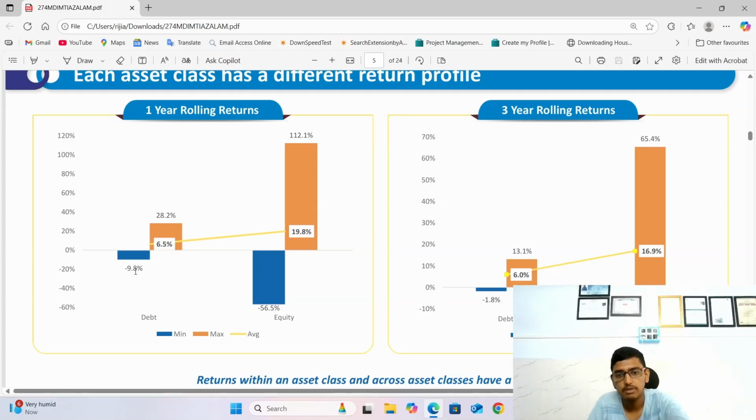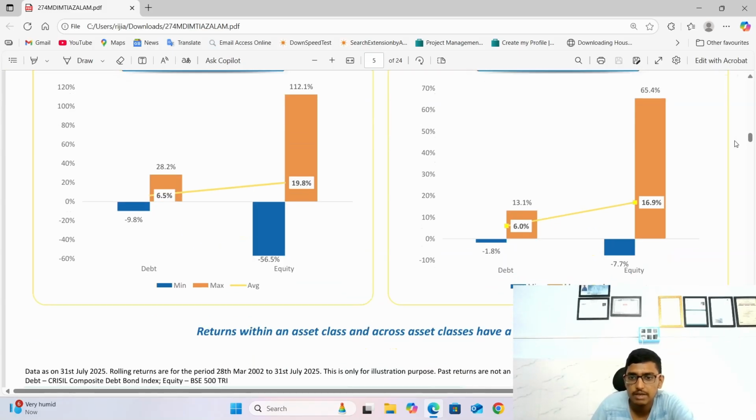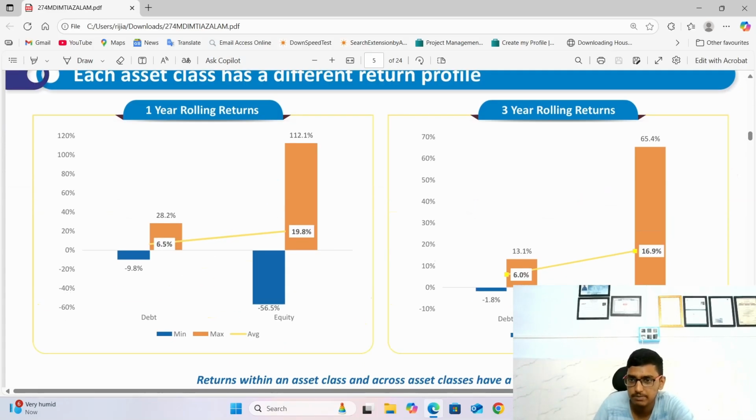And if we see for equity, there was a drawdown of maximum 56.5% and there was an upside of 112%, and on average we got close to 19% returns. If we see the 3-year rolling returns, in the debt sector there was a downside of 1.8% and an upside of 13%. But in the equity segment, there was a drawdown of negative 7.7% and an upside of 65.4%, and on average we got something close to 16.9% returns.